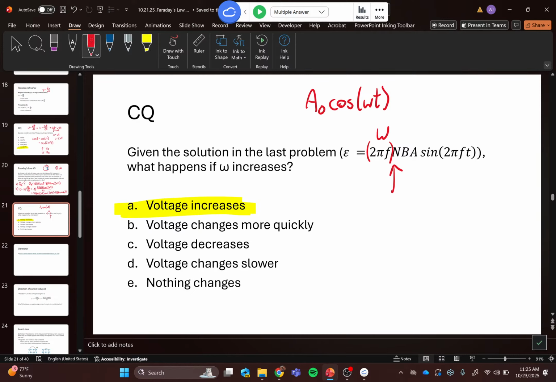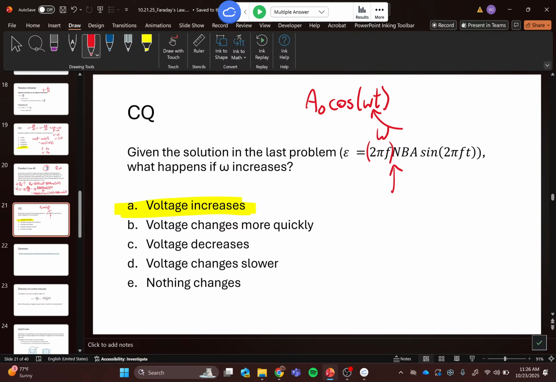Now, the inside is the rate of change of that wave. And the higher the inside is, the more rapidly it changes. When does cosine change? It goes from 0 to 2 pi. So if you make that inside reach 2 pi quicker, then it's going to oscillate quicker.